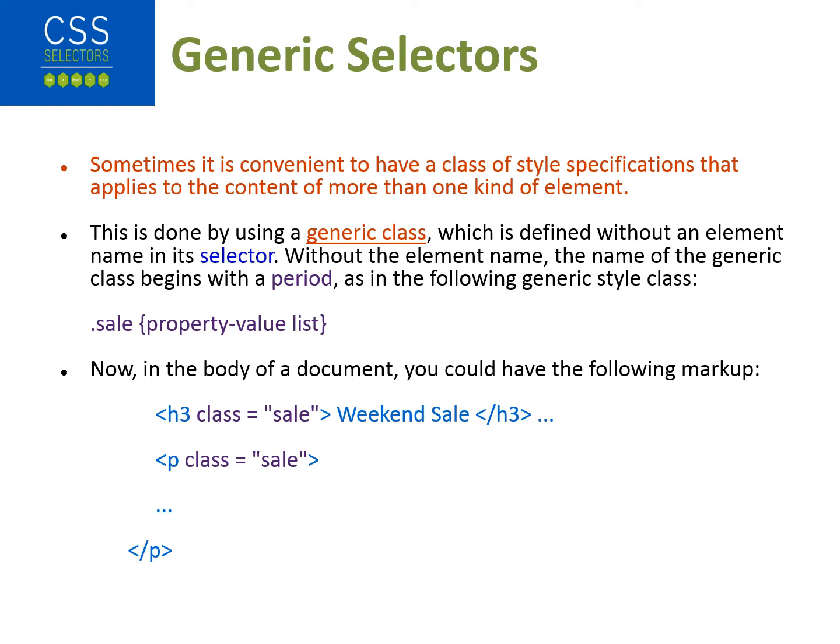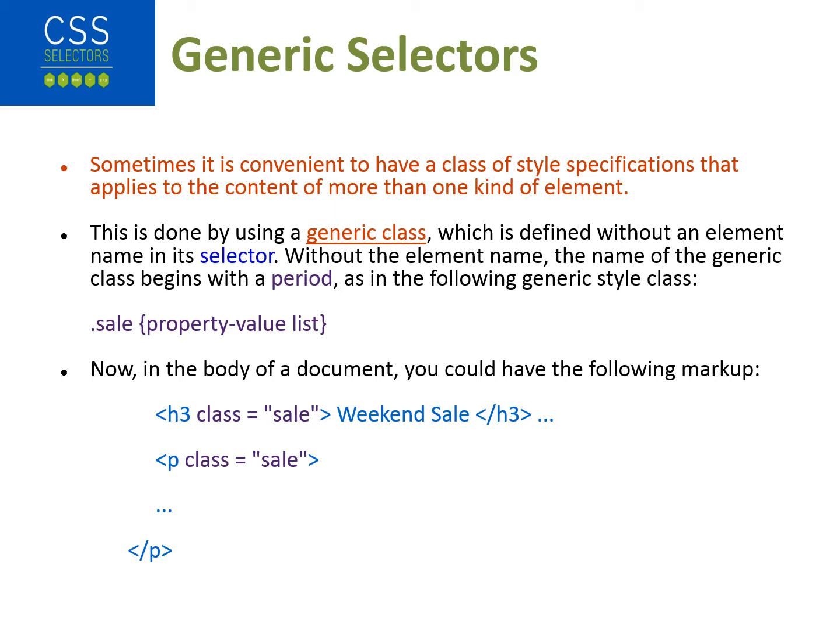Sometimes it is convenient to have a class of style specifications that applies to the content of more than one kind of element. This is done by using a generic class, which is defined without an element name in its selector. Without the element name, the name of the generic class begins with a period, as in the following generic style class. Here is an example: .sale, followed by a property value list.